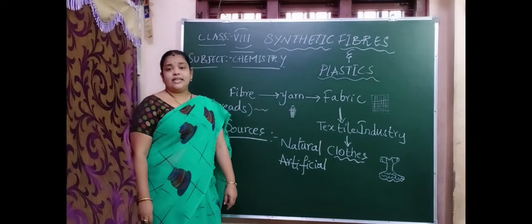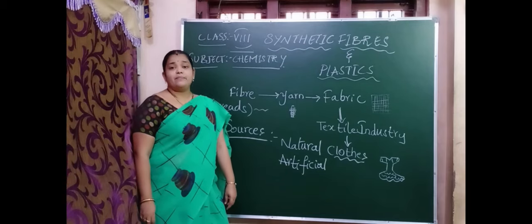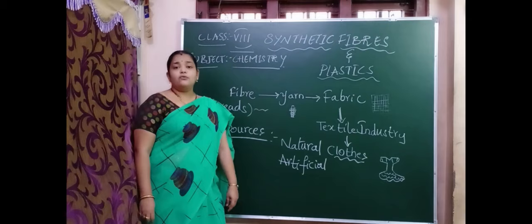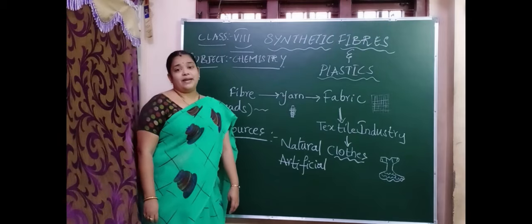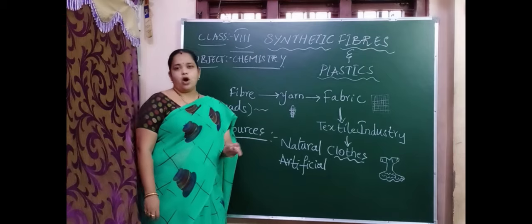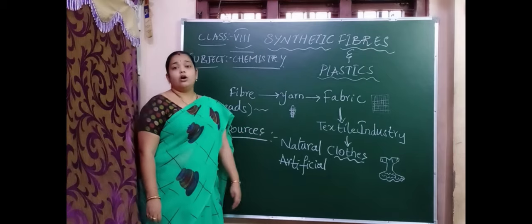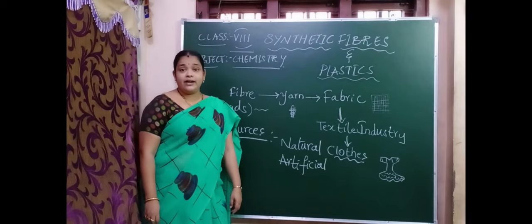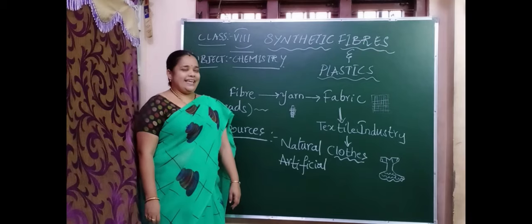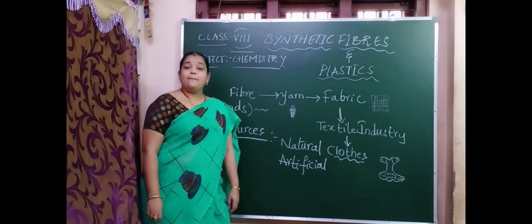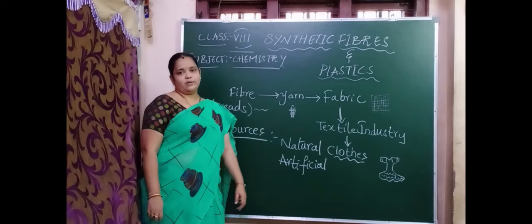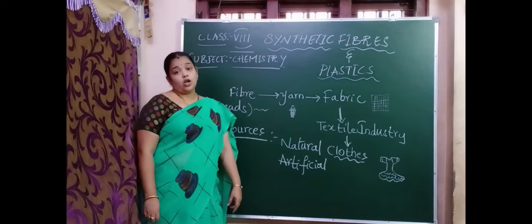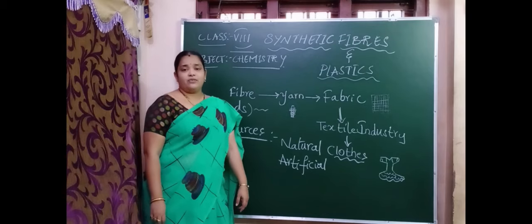The third lesson in our textbook is synthetic fibers and plastics. From childhood, you have been using many types of fabrics, that is t-shirts, frocks, long skirts, and so on. So let us know how they are made. We all know that these fibers have a basic source as either natural fibers or synthetic fibers. Man-made fibers are also called synthetic fibers. So let us see, how do they make fibers?